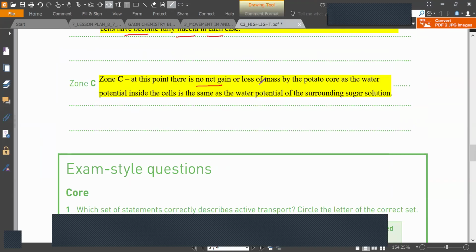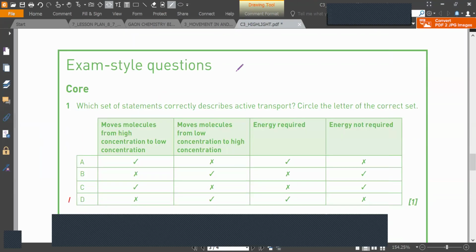There is no net gain or loss of mass by the potato because the water potential inside and outside is the same. So there is no net gain or loss of water, and osmosis does not really happen in this case. Okay, that's how we understand it.